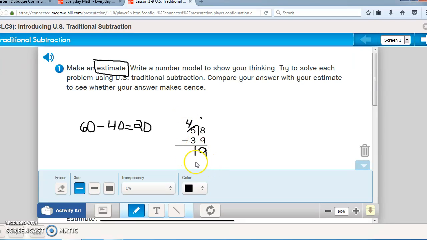Look at when I compare my answer. 19 is my real answer. 20 was my estimated answer. They both make sense. So I know that I did it correctly.